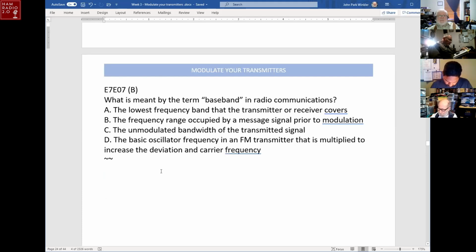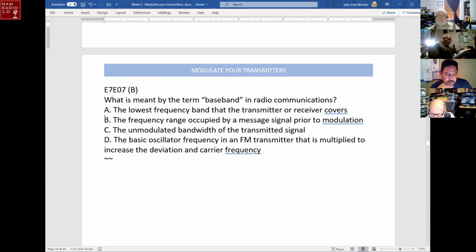Okay, 7E07. What is meant by the term baseband in radio communications? And from our discussion earlier, the answer is B. The baseband is a frequency range so that if you're modulating an FM signal with a 100 kilohertz subcarrier, it's that frequency range that's being used prior to modulating the FM transmitter.